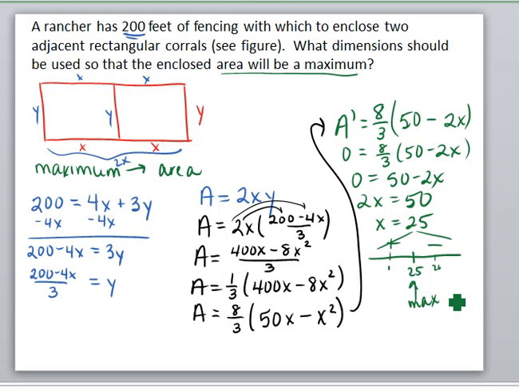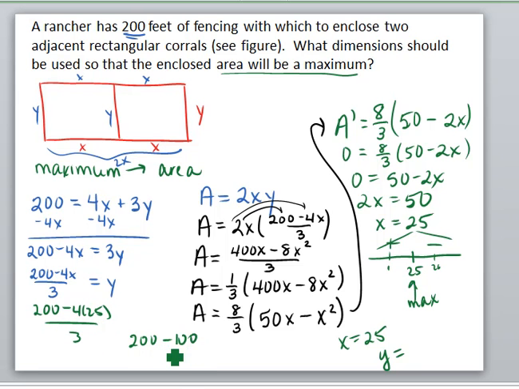The question though asks you to find the dimensions. So the x dimension is 25, and we're yet to find the y dimension. We're going to find the y dimension by plugging it back in right here. When I plug that in, I get 200 minus 100 over 3, which gives me a y value of 100 over 3. Those would be the two dimensions that give us the maximum area.